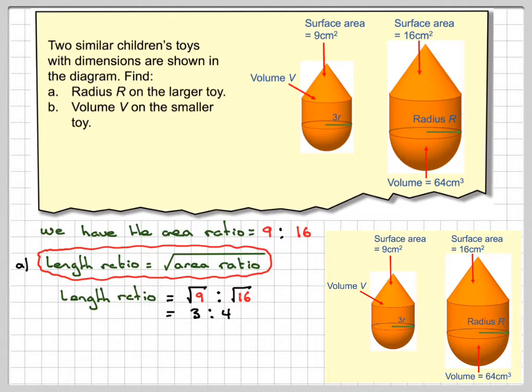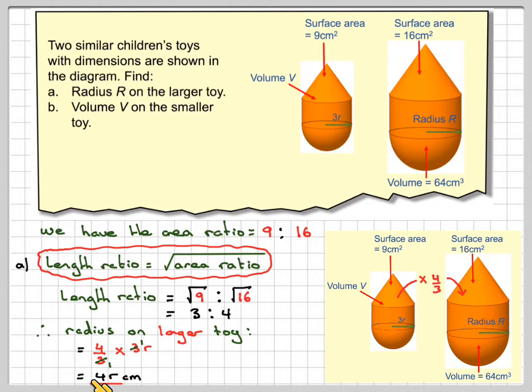Right, we are now going to find the radius of the larger toy. So the radius on the larger toy is going to be 4 over 3. If we're going the other way, it will be 3 over 4. So we need to do 4 over 3 times 3r. The 3 will go into that once and into that once, so we're just left with 4r. We don't know what r is, so we'll just leave the answer as 4r centimetres. So we have a length ratio.